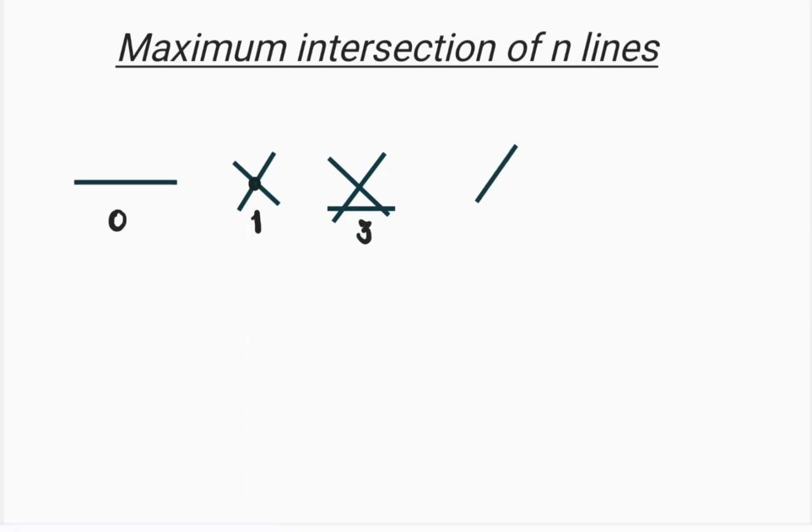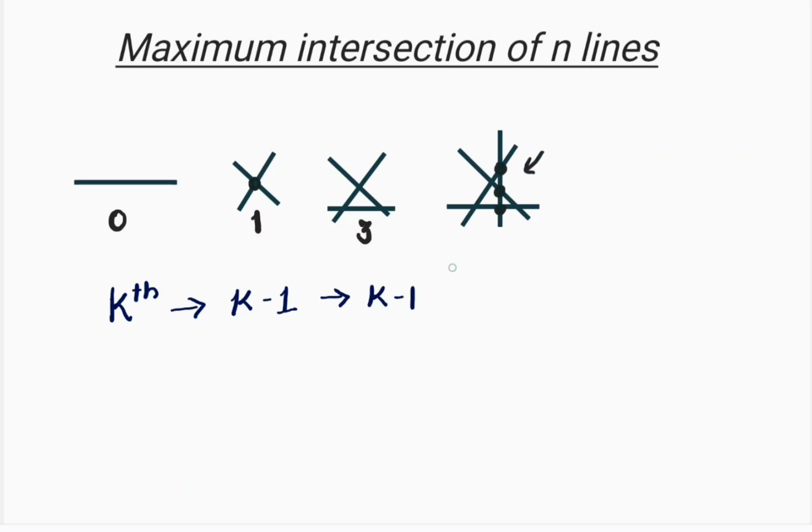Now if you take four lines, look at it very carefully, you will understand all the concepts. This fourth line intersects the previous three lines at 3 points: 1, 2, 3. That means the kth new line will intersect k minus 1 previous lines at k minus 1 points. In this case, we get 1 plus 2 plus 3 intersection points.